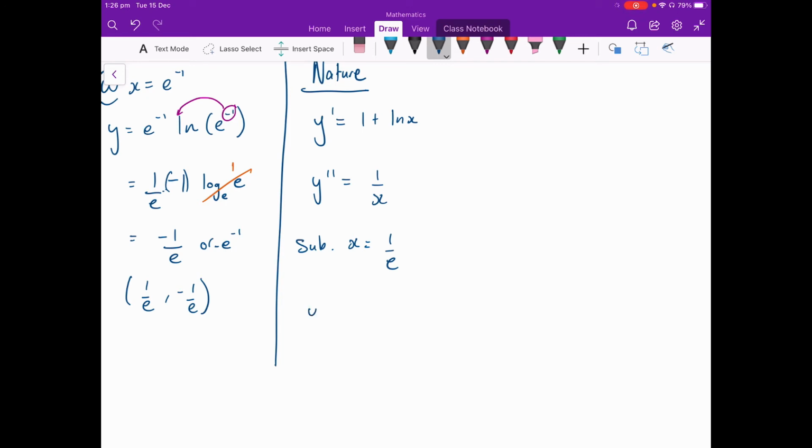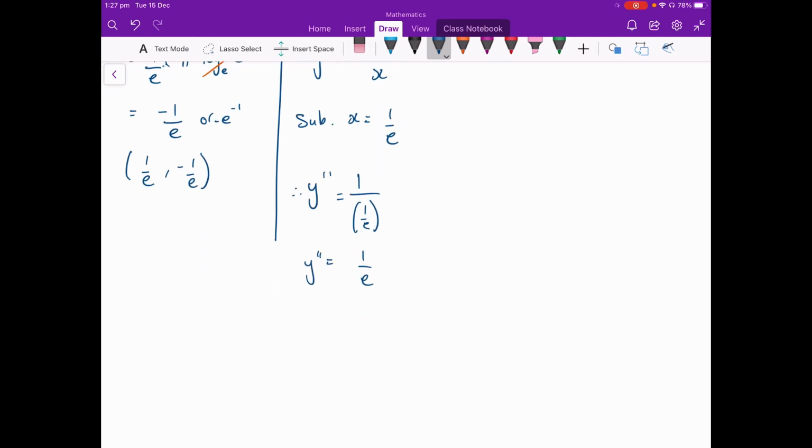So here I'll have the second derivative at x equals 1 on e as 1 over 1 on e, and then that would be just e. Now e is approximately equal to 2.7, so that's a positive number. Therefore, y double dash is greater than 0. So therefore, the point 1 on e, negative 1 on e, is a minimum turning point.